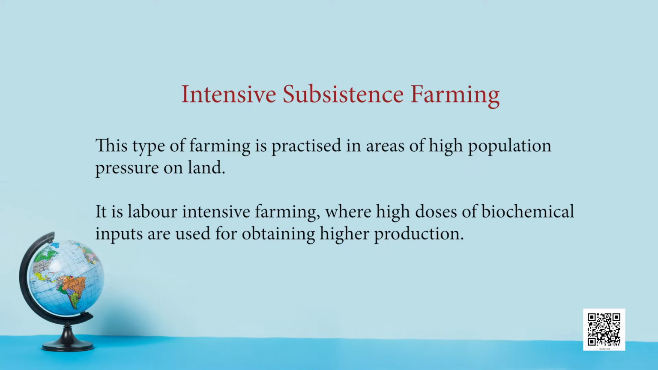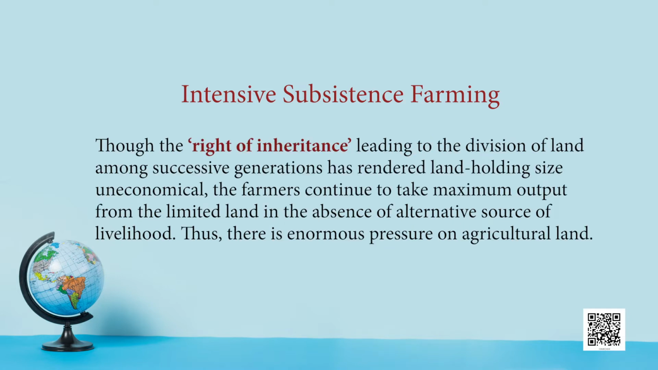This is the type of farming which is practiced in the areas of high population pressure on land. It is labor-intensive farming where high doses of biochemical inputs are used for obtaining higher production. Though the right of inheritance leading to the division of land among successive generations has rendered landholding size uneconomical, the farmers continue to take maximum output from the limited land in the absence of alternative source of livelihood. Thus, there is an enormous pressure on the agricultural land.